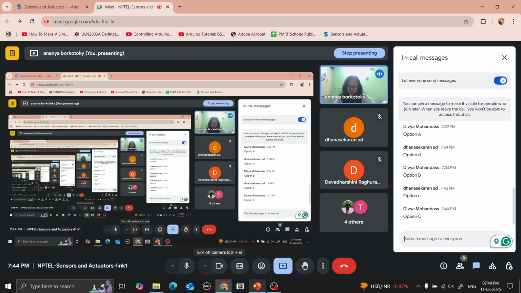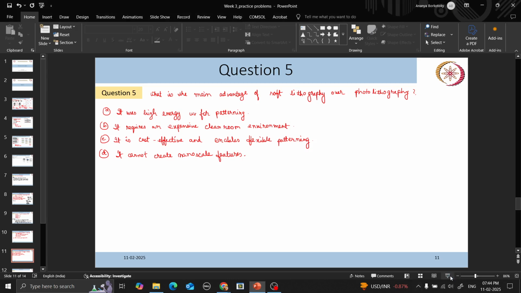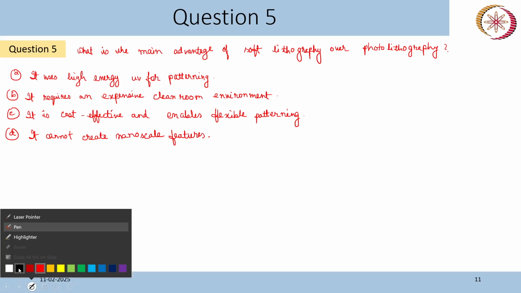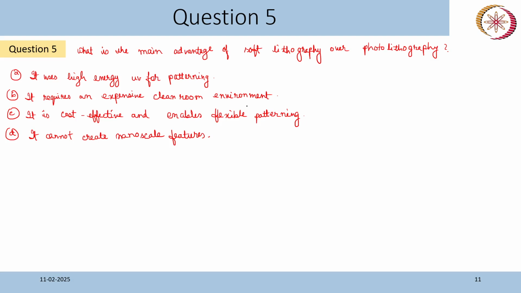Option C, yes. The question is already clear. So the correct answer is it is cost effective and enables flexible patterning. So why is it cost effective and why does it enable flexible patterning? Let's go through these options one by one. So first is it uses high energy UV for patterning. This is for photolithography, not for soft lithography. Okay, so this is not correct.